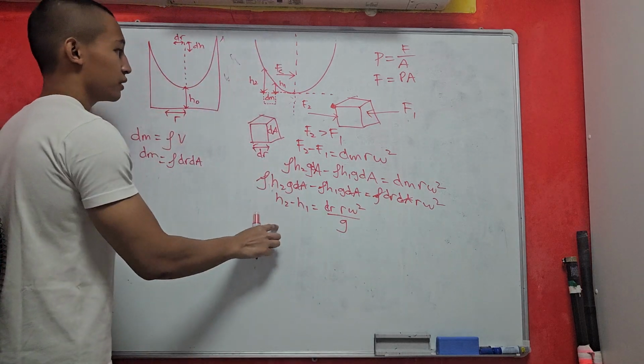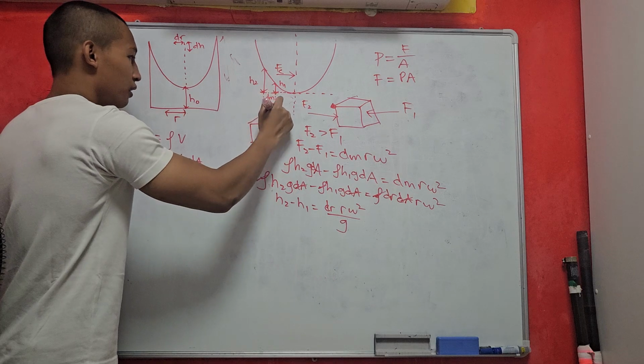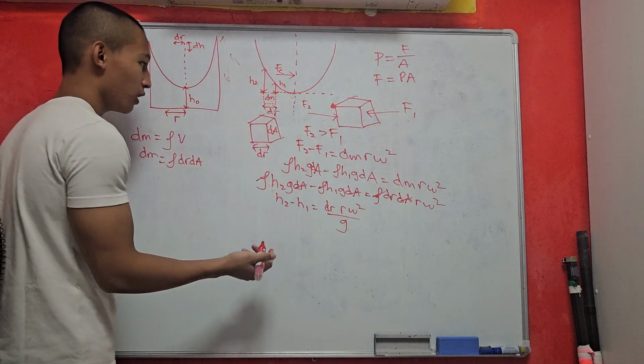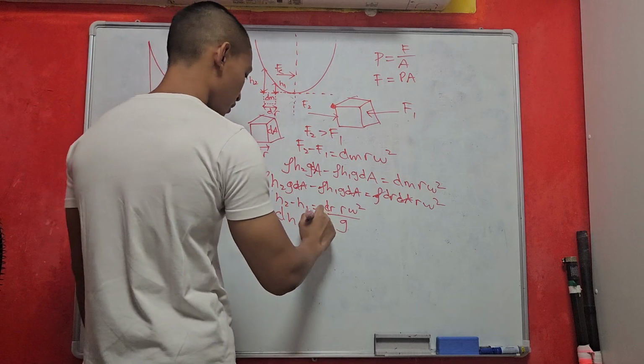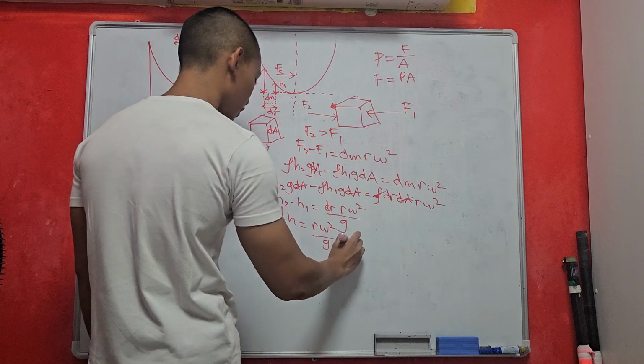Now, what is H2 minus H1? Remember, this is an infinitesimal. This is dr, right? So the distance between H2 and H1 is infinitely small. Therefore, this is just dH. So dH is equal to r omega squared over g dr.